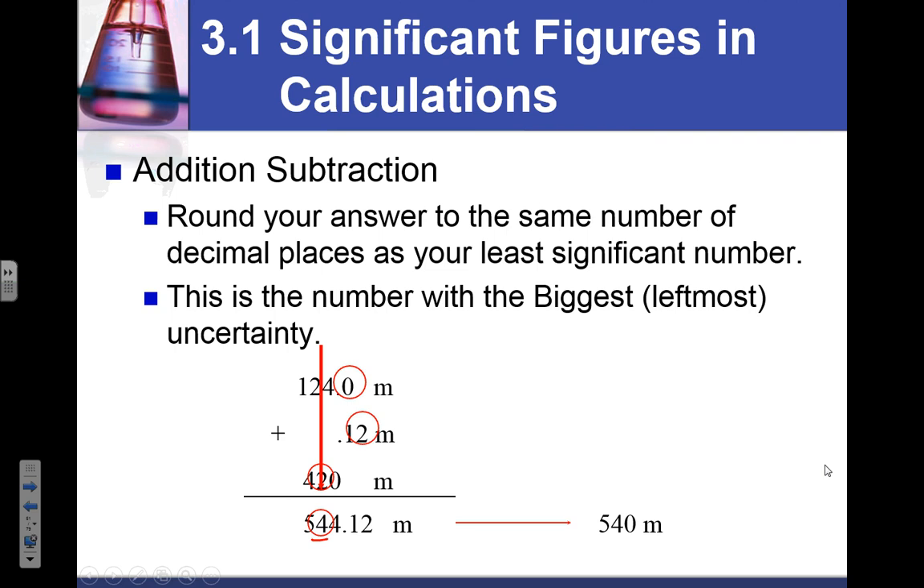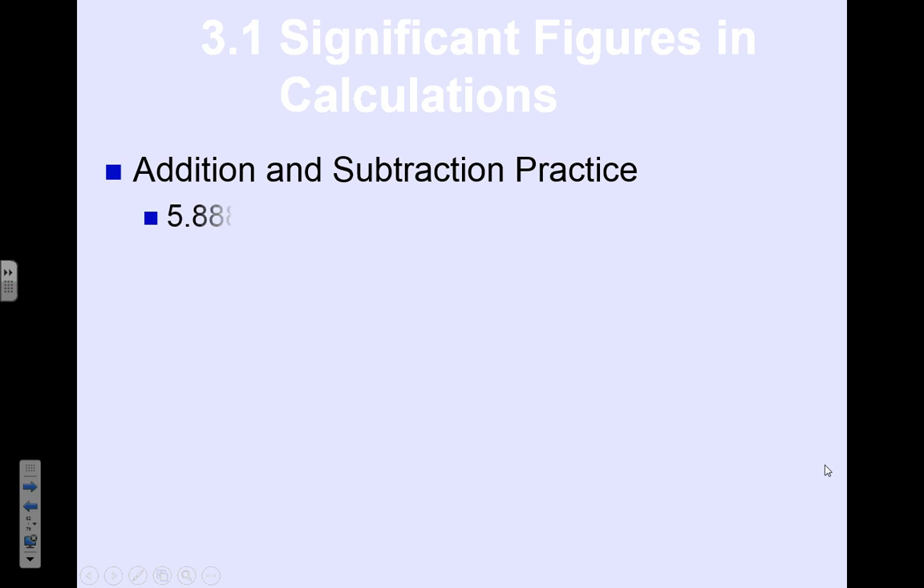So when you add or subtract, that's exactly what you do: evaluate where your uncertainties are, and you're going to round to the biggest uncertainty. So all you really have to be able to do is look at your uncertainties. So let's try a few here.